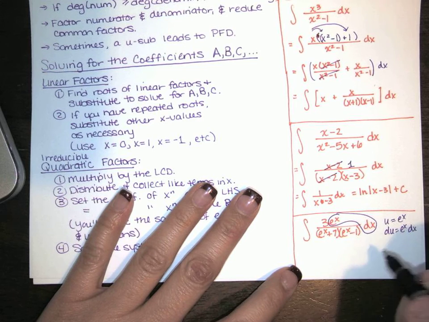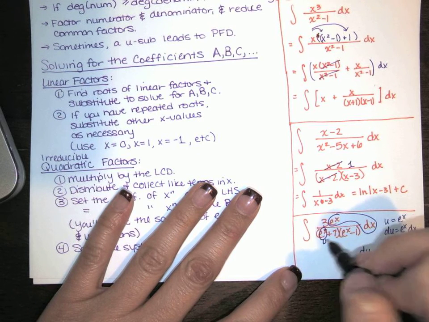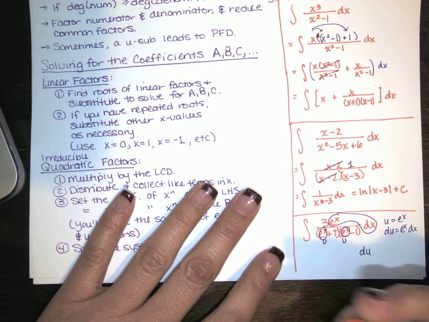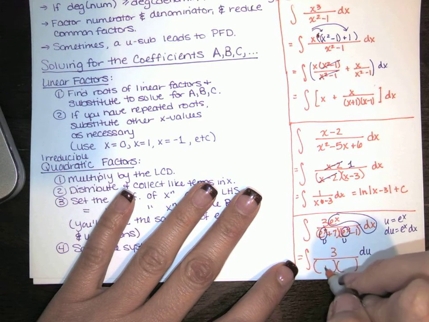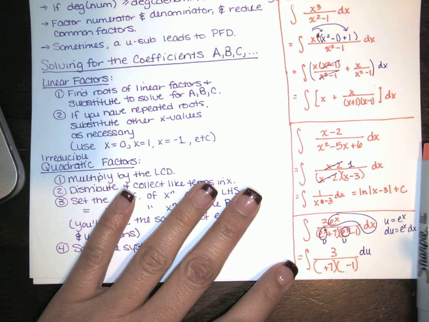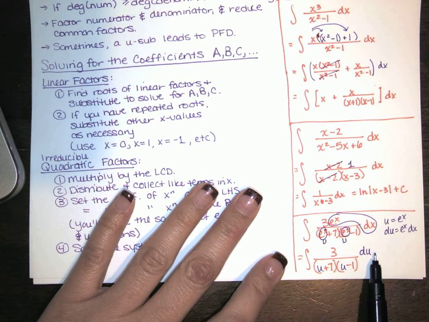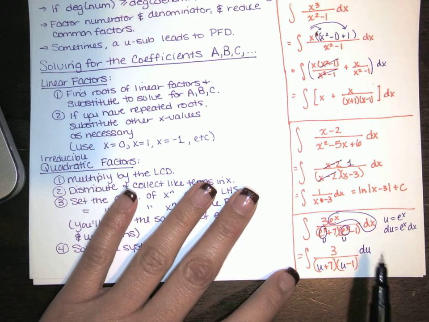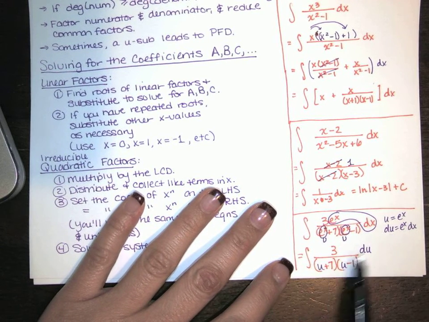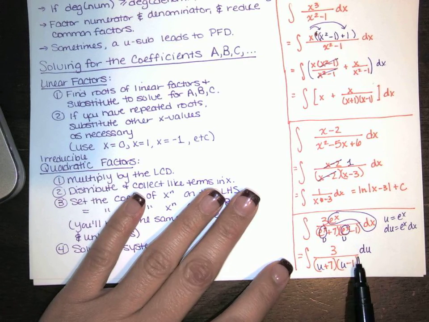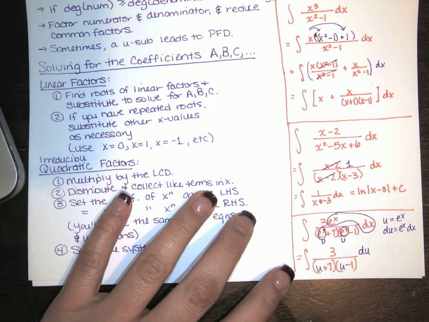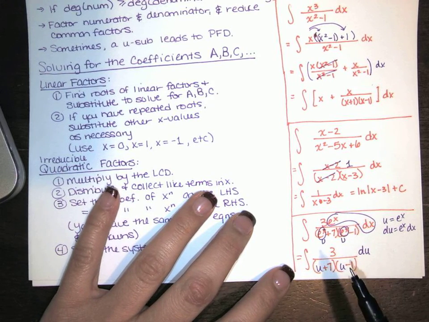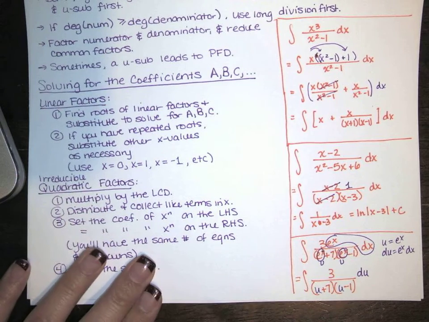That's du, and that's a u, and that's a u. So this is actually the integral of 3 over u plus 7 times u minus 1. And that I can solve with partial fraction decomposition. So sometimes you'll do a u sub first, and you'll see something like this, and then you'll do partial fractions and then back substitute. So even if it's not a polynomial over a polynomial, if after a u sub it's a polynomial over a polynomial, you can use partial fraction decomposition.